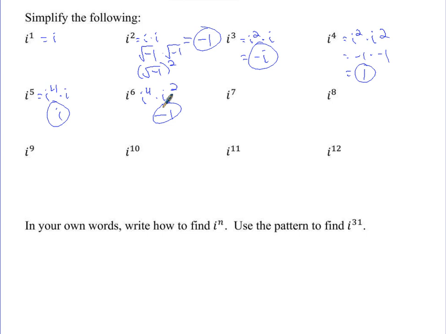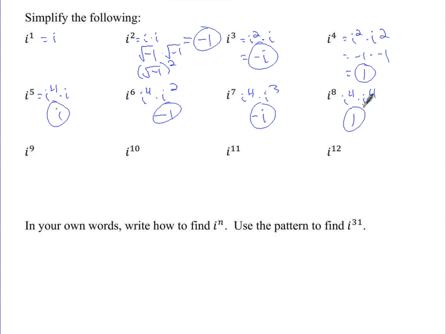i to the seventh can be rewritten as i to the fourth times i to the third. i to the fourth is 1 times i to the third, which is negative i. i to the eighth can be rewritten as i to the fourth times i to the fourth. i to the fourth is 1 times i to the fourth, which is also 1, so we get 1 times 1 is 1.